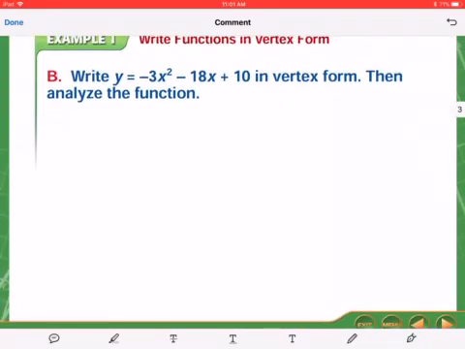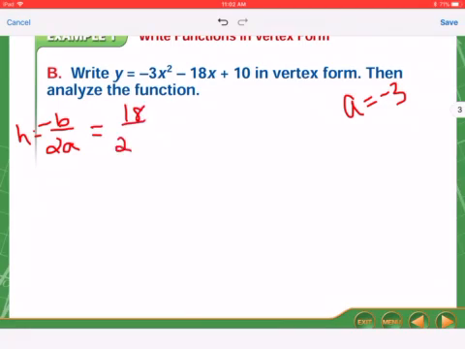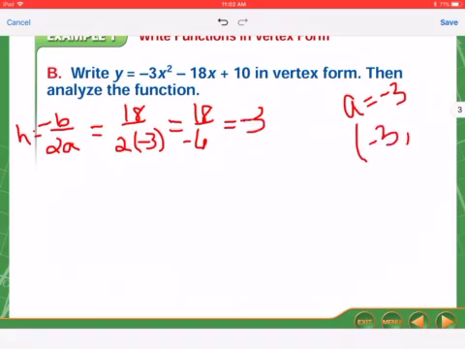So here we're writing y equals negative 3x squared minus 18x plus 10 in vertex form. So really quickly we can identify a. So a is negative 3. Then to find h, we do negative b over 2a. So b is negative 18, so the negative b would be positive 18, over 2 times a, which is negative 3. So we get 18 over negative 6, which is negative 3. So the h is negative 3.